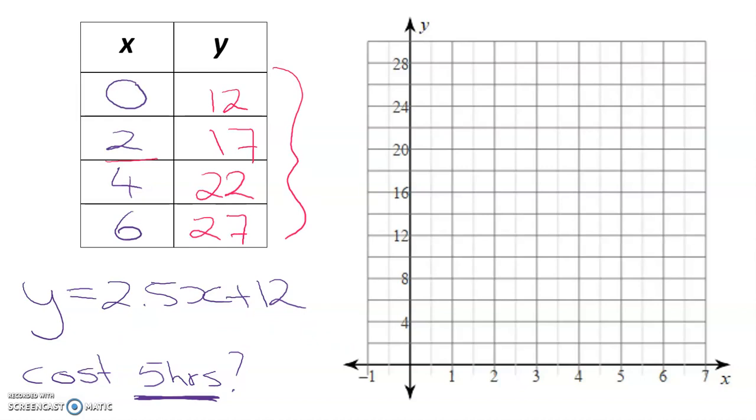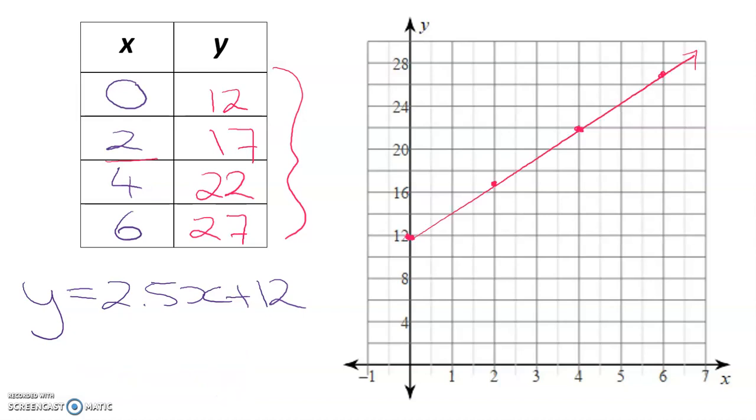Remember, x always goes before y. So 0, 12, we know that that's our intercept, so I'm just going to put a dot on the y-axis at 12. Then we go to 2 and 17. Now, my scale is going up by 2s, so this is 16 and this is 18, so 17 is exactly in the middle. Then 4 and 22. And lastly, 6 and 27. And then you need to connect those dots with a straight line. So we have our graph.